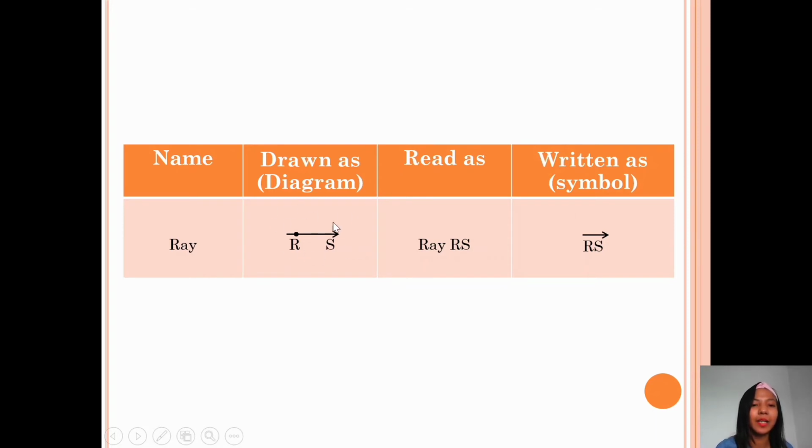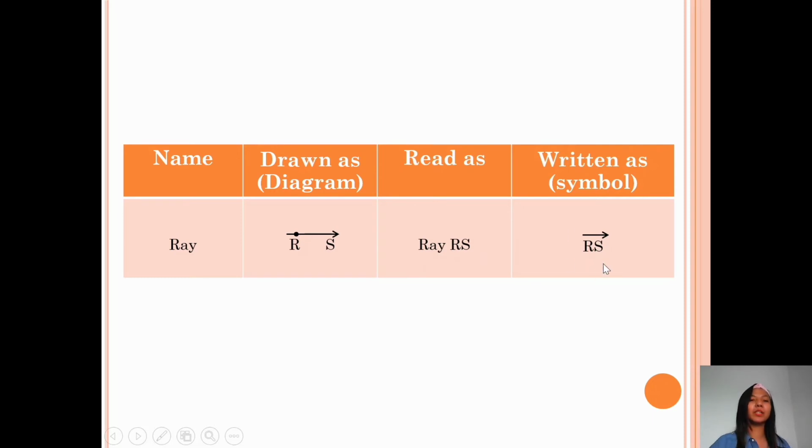So this diagram is read as ray RS. Everybody, can you read this diagram? Ray RS. The first letter that you write is where the endpoint is. In this example, the endpoint is at R, so you write R first, and then the second letter is the one with the arrowhead, so RS.